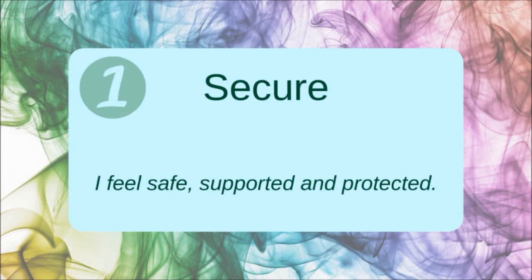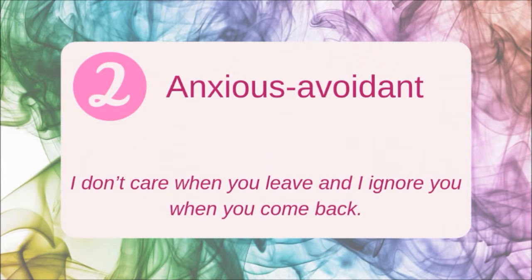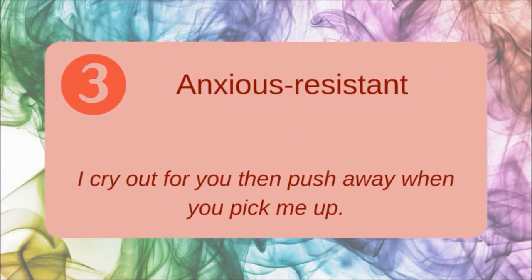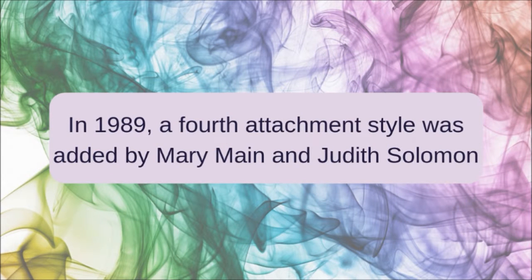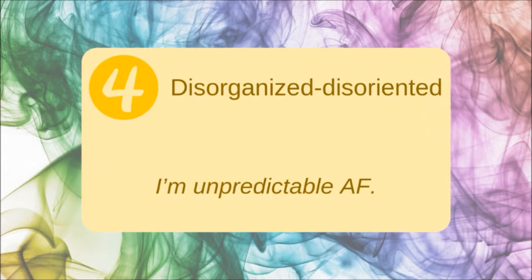Number 2, anxious, avoidant. I don't care when you leave and I ignore you when you come back. Number 3, anxious, resistant. I cry out for you, then push away when you pick me up. In 1989, a 4th attachment style was added by Mary Main and Judith Solomon. Number 4, disorganized, disoriented. I'm unpredictable AF.